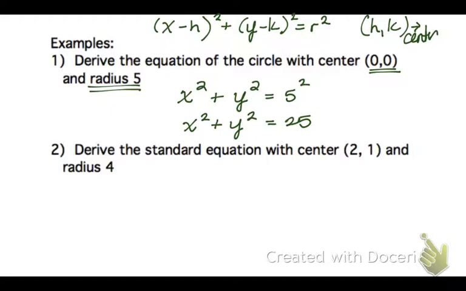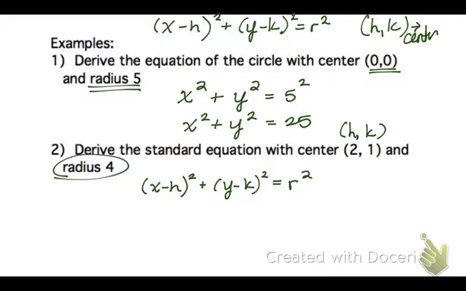If we have a center at 2, 1, we're going to plug into our equation that translates the circle. Again, this is h and k, and this is r, so we're simply plugging in x minus 2 quantity squared plus y minus 1 quantity squared is equal to 4 squared, which is 16.